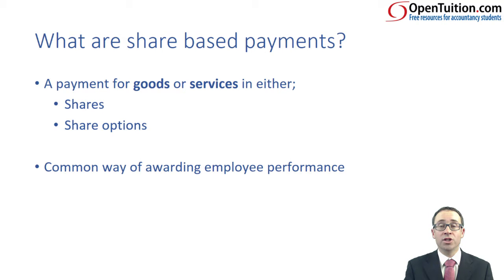It could be that we pay them in share options, so the option to buy a share. We give them the option to buy a share at a particular point in time in the future, and that purchase price of the share will be much lower than the actual expected value of the share. So we'll give that option some value to the employee or to our supplier of the goods.